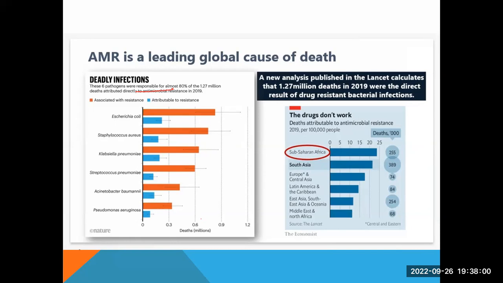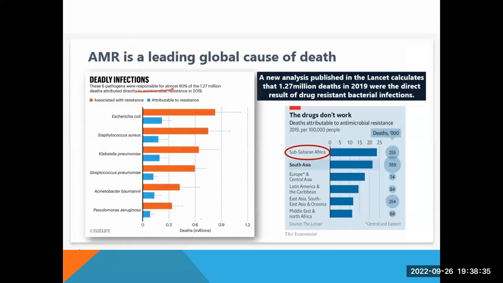deaths in 2019. They did say that there was a direct association of death, around 1.27 million deaths already happening in 2019, which is directly associated to AMR. And they were saying that there are around 5 million deaths, which is not directly associated with AMR, but is due to AMR. And this makes AMR the third leading cause of mortality currently worldwide.